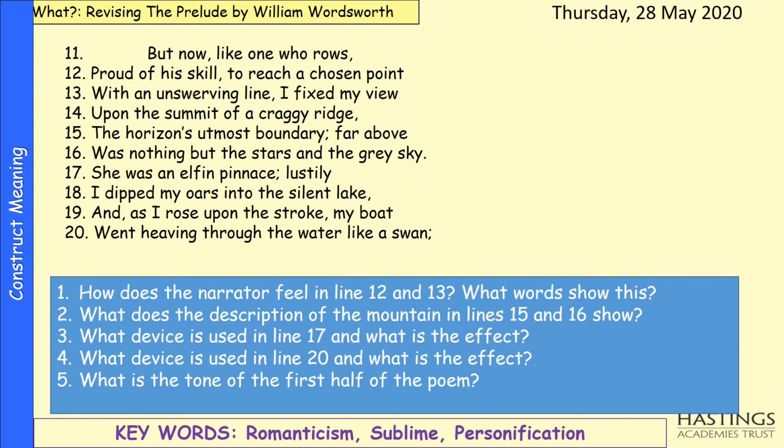So number 2, what does the description of the mountain in lines 15 and 16 show? So we've got "the horizon's utmost boundary, far above was nothing but the stars and the grey sky". What that gives us there is a sense of the scale of this mountain. Okay, we can tell here that it is a big mountain, but we don't get the same description of it as we do later on in the text. It almost hints at the scale and the size of this mountain.